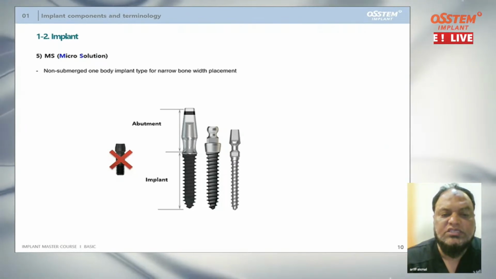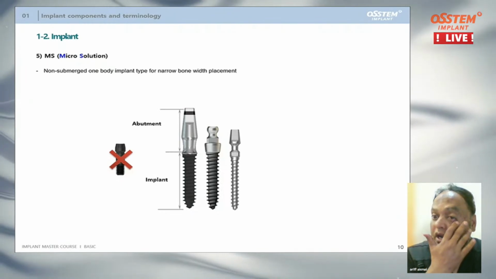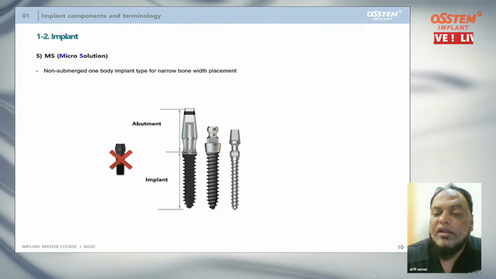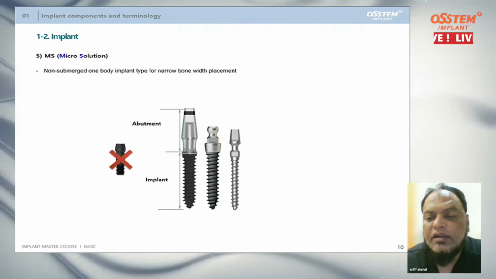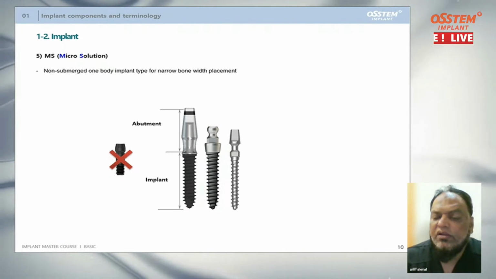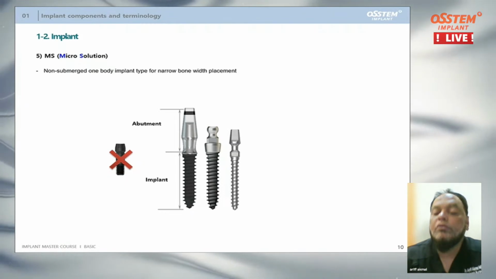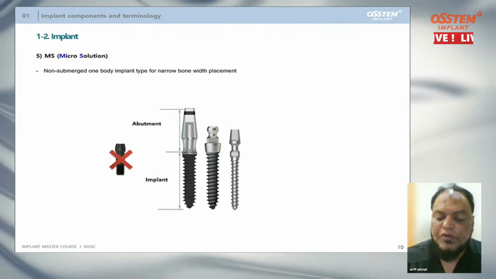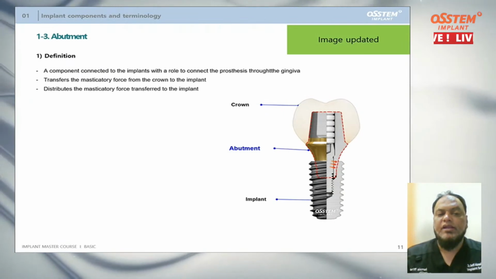This is a micro solution system, as I told you. It is a single piece implant, so you can't have an error in the angulation. You should be very, very precise when you're doing this implant, because if you place the implant in a different angulation and not in the correct angulation, you'll land in problems when you do the prosthesis part of it.